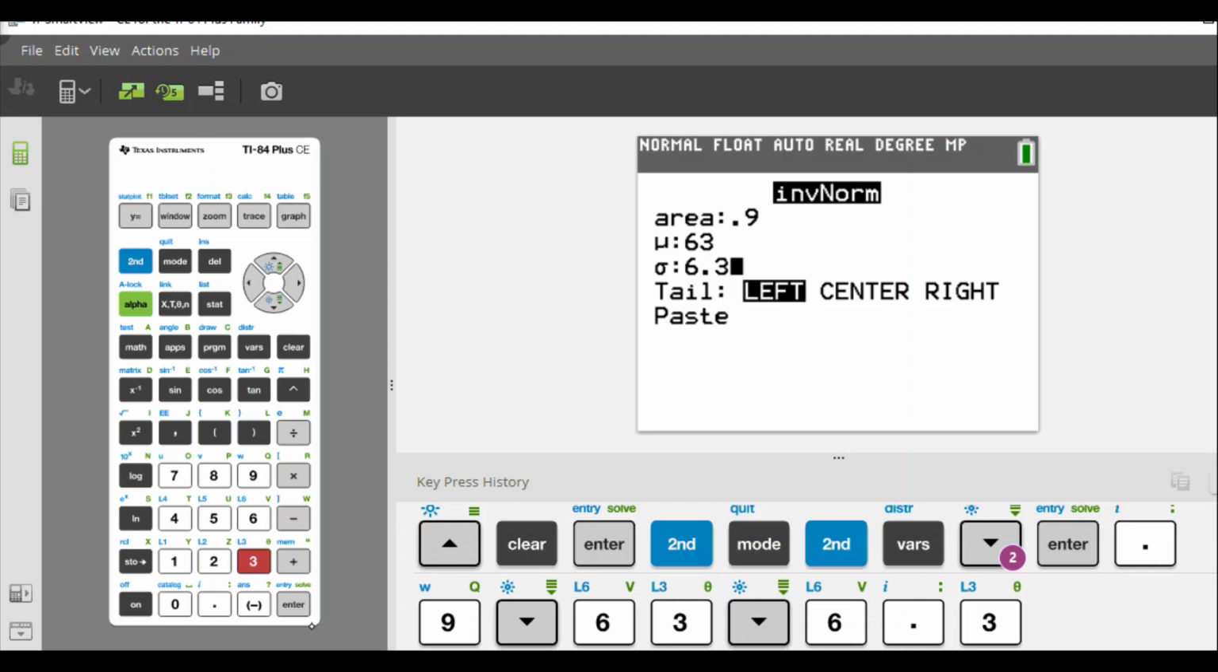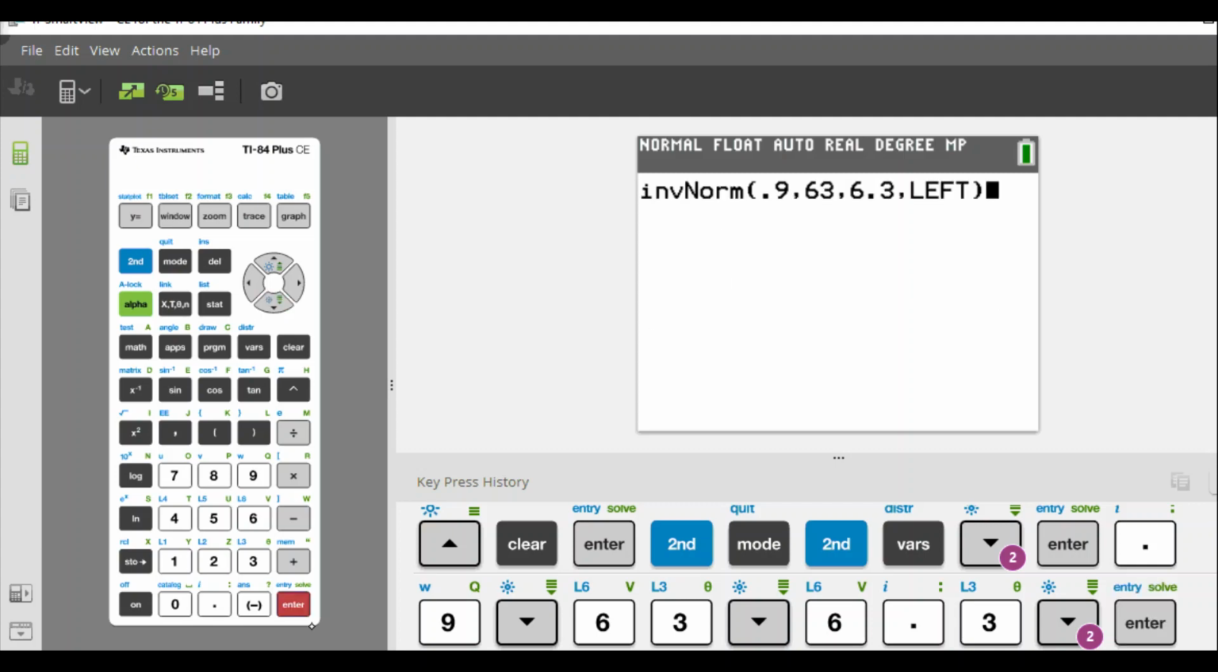Now, some of you on your calculators will have left, right, and center. We're going for the left because we're covering everything from 90% all the way to the left. If you don't have this option, don't you worry. Most of the time the assumption is it will be on the left. So we go down to paste, hit enter, and you should have 0.9, comma 43, comma 6.3. Sometimes it's parentheses if you have an older calculator. We hit enter, and our score looks like 71.